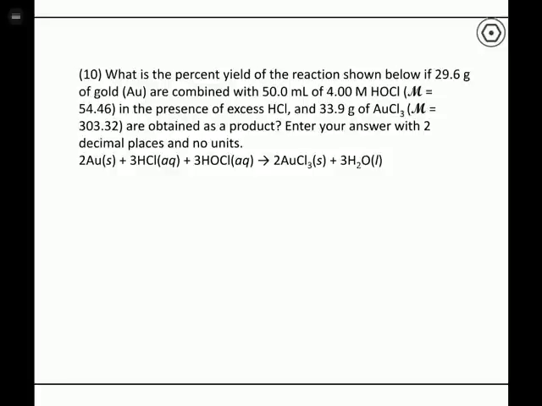Usually the actual yield is given to you unless that's what you're solving for. So we're told that we're obtaining this much product. We need to figure out what is the theoretical yield, how much of that can form. In this problem, this relates to some things we just talked about in class today.